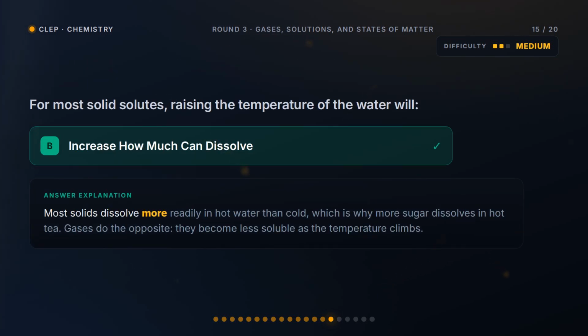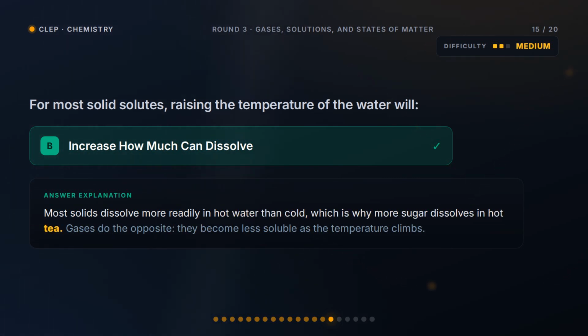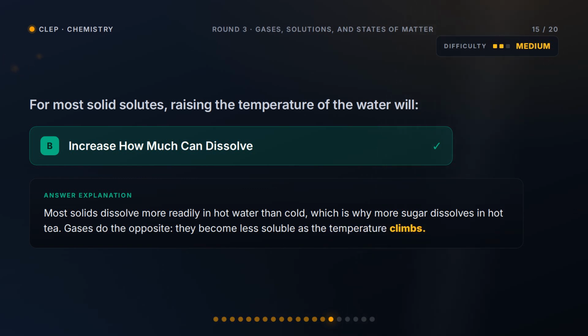Most solids dissolve more readily in hot water than cold, which is why more sugar dissolves in hot tea. Gases do the opposite. They become less soluble as the temperature climbs.